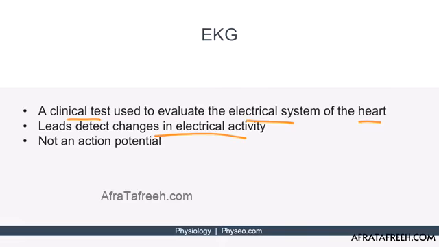It's important to know that an EKG is completely different from an action potential, so it's not an action potential. Recall that an action potential is measured by placing one electrode in the cytosol and the other electrode in the extracellular space, and this allows us to measure the electrical activity of one cell. An EKG, on the other hand, is measuring the electrical activity of millions of cardiac cells working together in a coordinated fashion. Let me draw this out on the next slide.